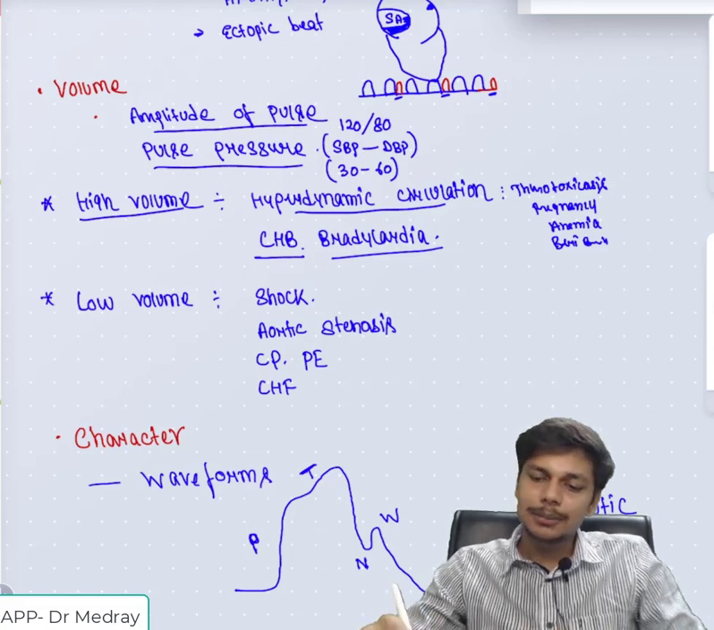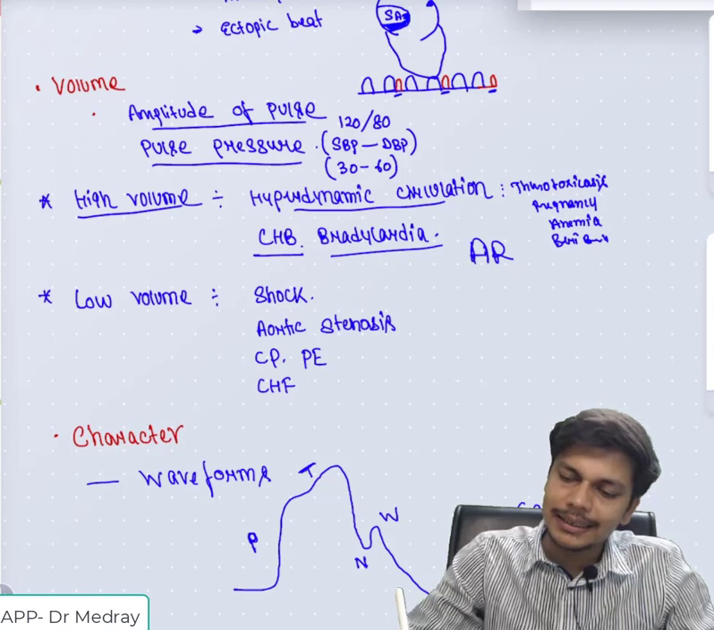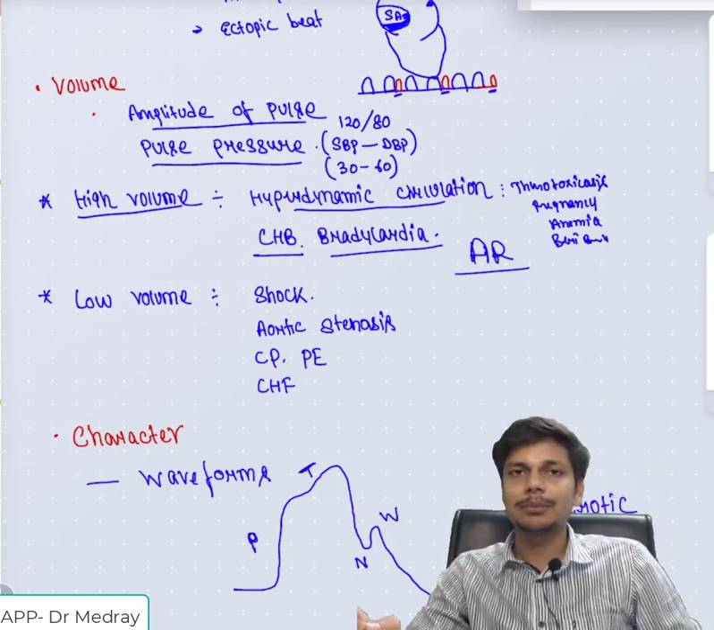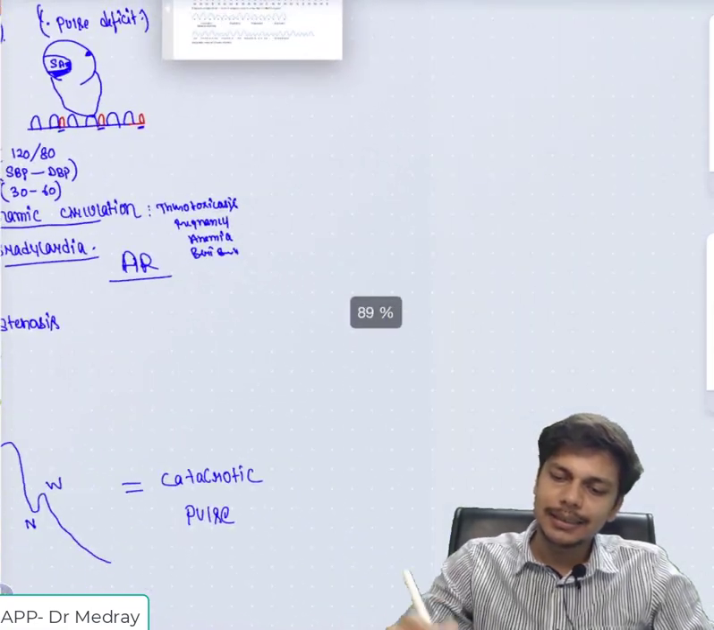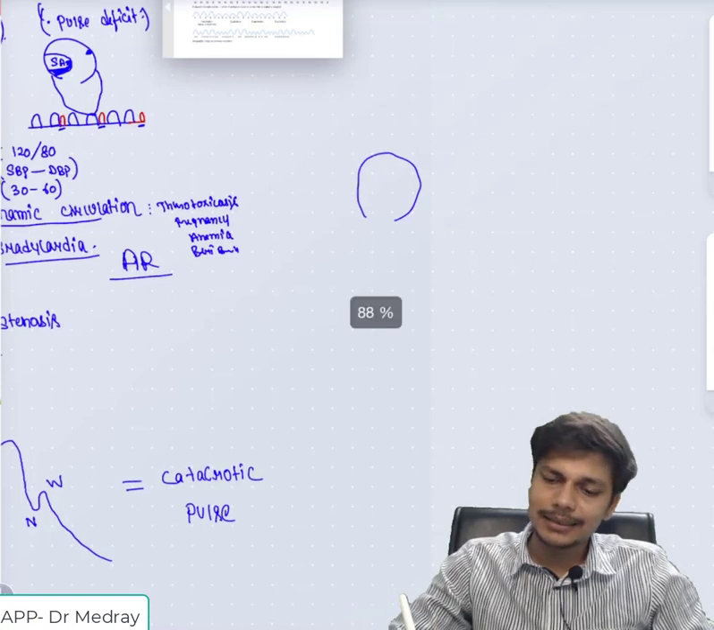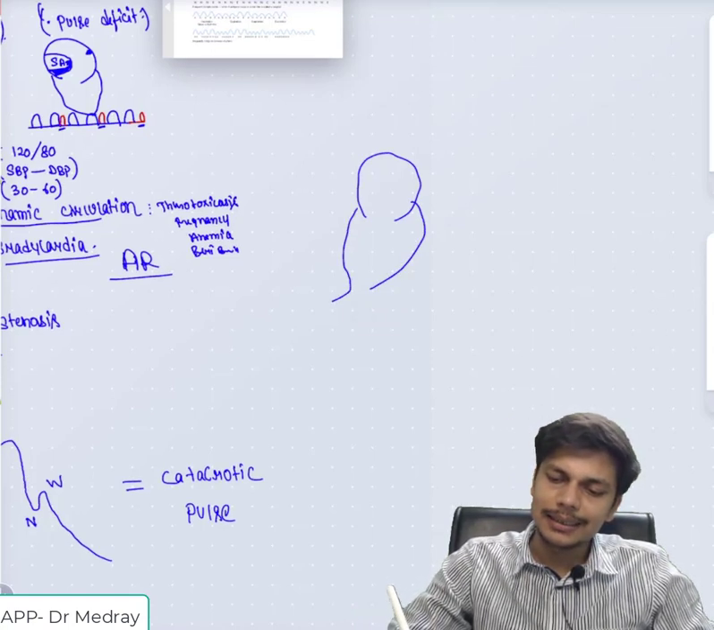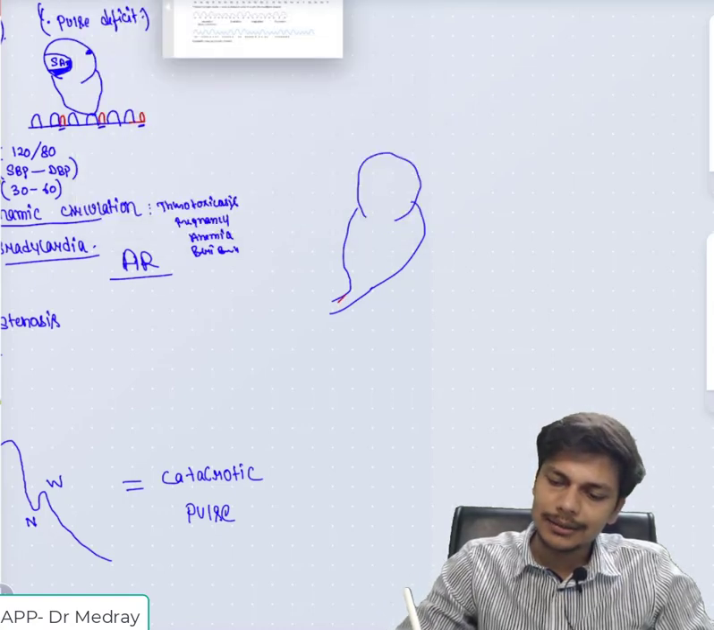The patient of aortic regurgitation will have a high volume pulse. Why will the patient of aortic regurgitation have a high volume pulse? Let us see it. Suppose this is your left atrium and this is your left ventricle, and the left ventricle outflow is the aortic valve.